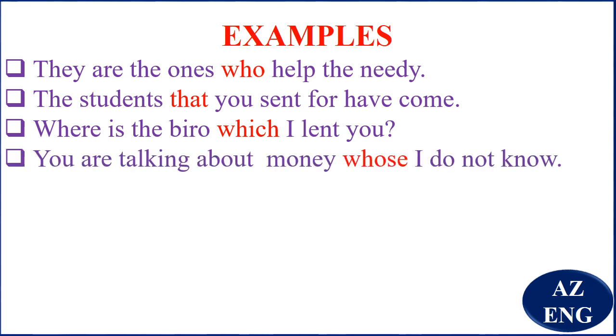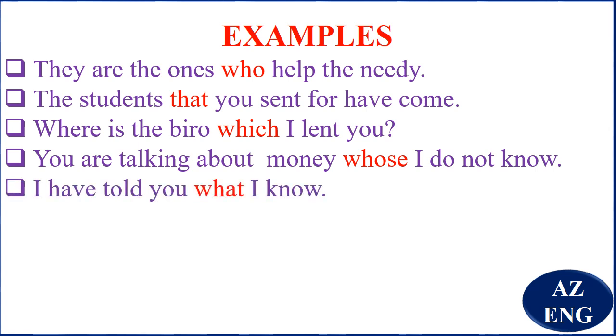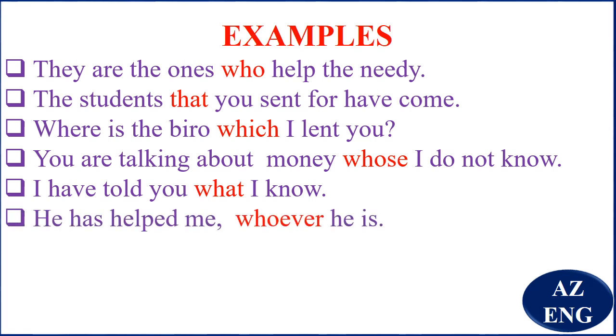So which is the relative pronoun. You are talking about money whose I do not know. Whose I do not know is a dependent clause. So the relative pronoun is whose. I have told you what I know. What I know is a dependent clause. The what is the relative pronoun. He has helped me, whoever he is. Whoever he is is our dependent clause.